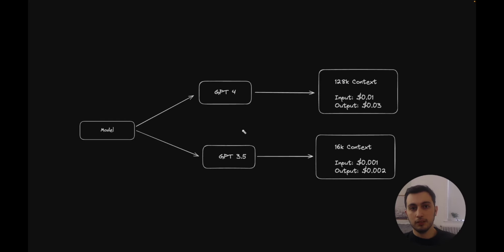Then you have the model. Right now you have the choice between GPT-4 and GPT-3.5. GPT-4 is, as we said, the smarter model, but it comes at a cost. It can fit up to 128K context, and the input per token is $0.01. So you can imagine multiplying the size of the context with the price of one token. I think that's per 1,000 tokens. So you can end up paying over $1 if you actually fill that context.